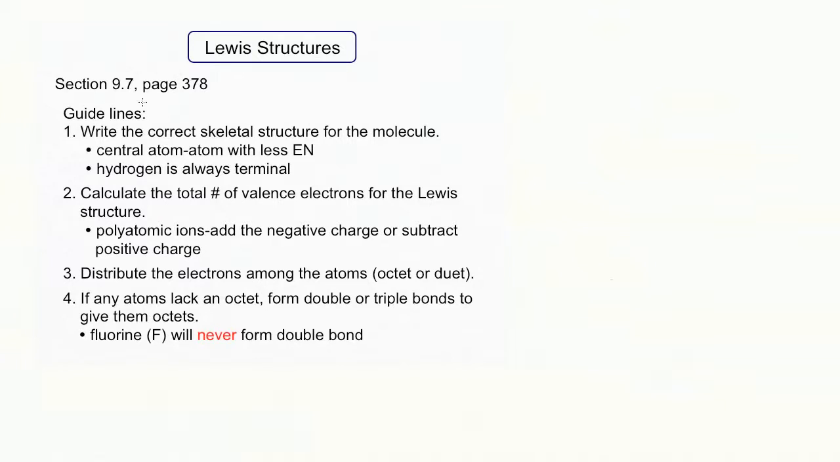This slide shows us the general procedures to draw the Lewis structure, and again, it's from your textbook. Let's use an example to demonstrate how we use those guidelines to help us. The first example is CH3Cl. First procedure is to write the correct skeletal structure for the molecule.